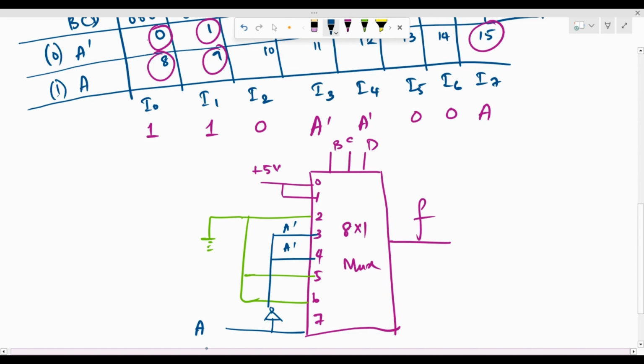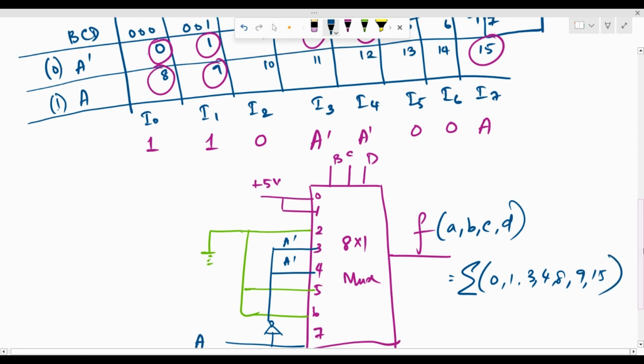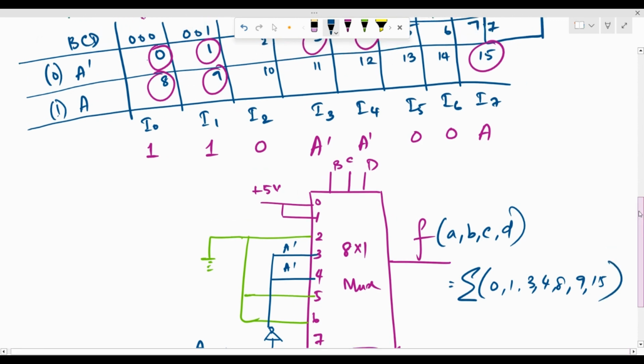So when we connect an 8 cross 1 mux in this manner, where A is involved in the inputs and BCD act as the select lines, we will come up with the function ABCD such that its minterms would be 0, 1, 3, 4, 8, 9, and 15 as required by our problem.